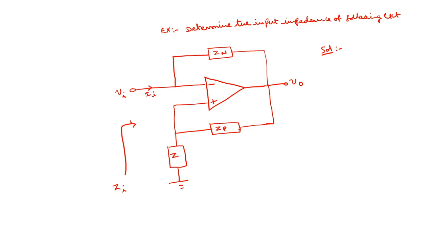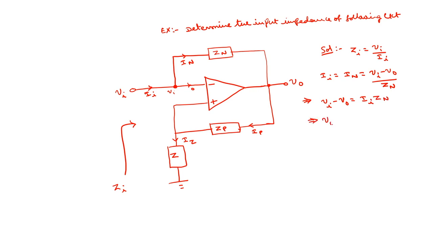Let this current be Ii, then the ratio of Vi by Ii is Zi. So Zi is nothing but Vi by Ii. Assume this is In, this is Ip, this is Iz, and that the op amp is ideal. So Ii is equal to In, because here the current is 0, so the entire Ii flows through In. The expression for this is Vi minus V naught divided by Zn, which implies Vi minus V naught is equal to Ii into Zn. Or V naught is Vi minus Ii into Zn. This is one expression.